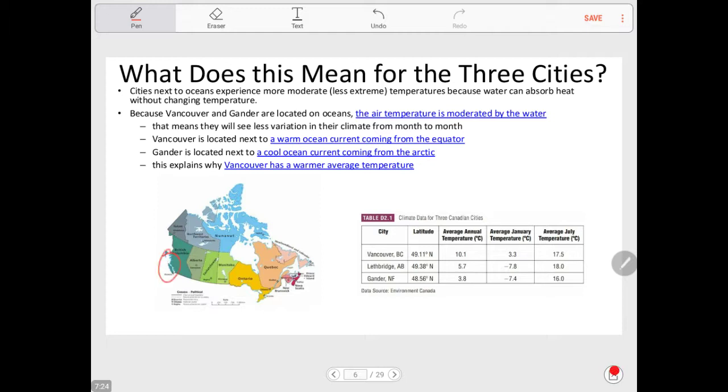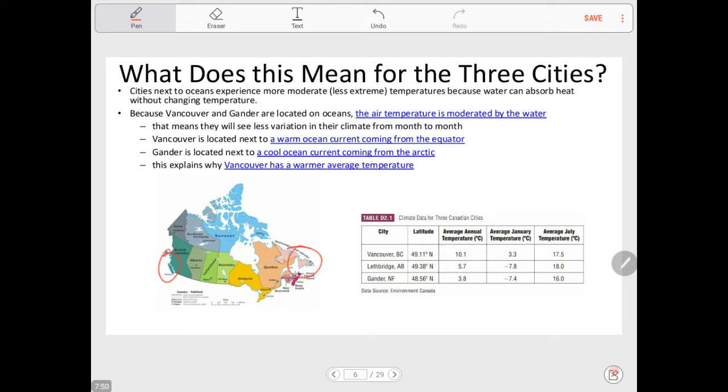Vancouver on the Pacific Ocean, Gander, Newfoundland. I don't have to exactly locate these places. The point I'm trying to make is you can see they're both clearly surrounded by or very close to bodies of water. So let me start there again. Because Vancouver and Gander are located on oceans, the air temperature is moderated by the water. That means they will see less variation in their climate from month to month.